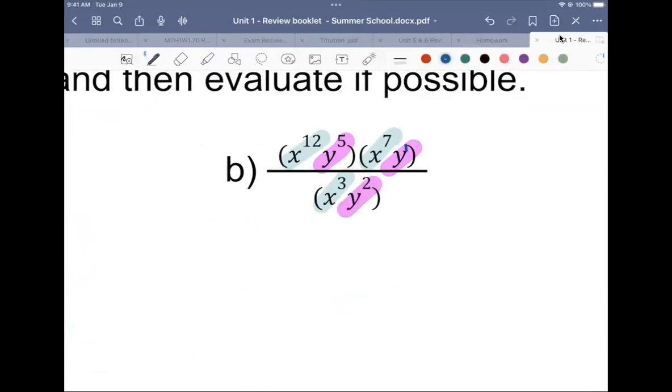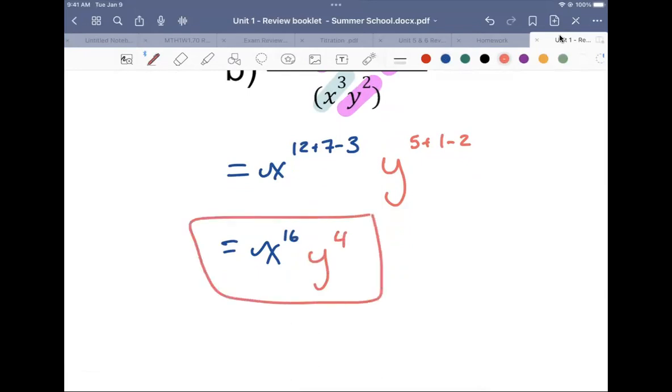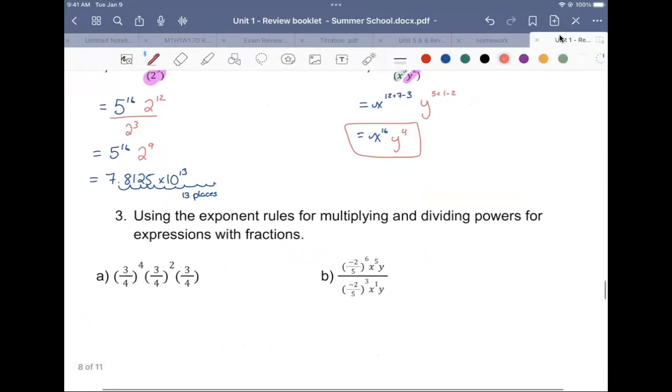Now, if we do this all kind of in one step, you will get X to the 12 plus 7 minus 3, and Y to the 5 plus 1 minus 2. That gives me 12 plus 7 minus 3 is X to the 16, and Y to the 5 plus 1 is 6 minus 2 is 4. So that is my final answer. I cannot simplify it down anymore.